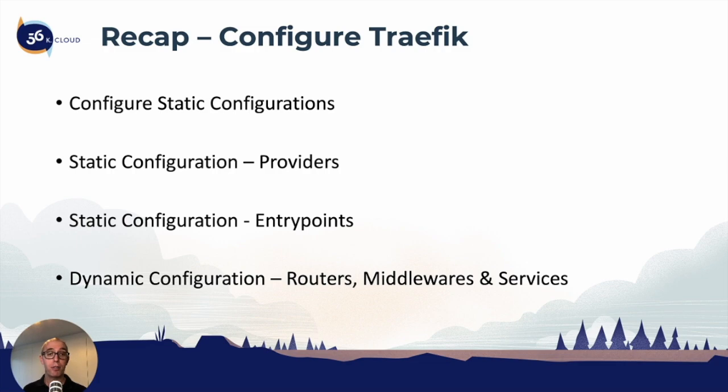So in the next chapter, we're actually going to learn all about how to enable routers using labels and middlewares and services. So we're going to start discovering this a bit more and diving deeper into dynamic configuration. So dynamic configuration is only going to keep on growing from here on out. And as you remember, dynamic configuration is all done through labels, and we're going to keep on adding labels to our services to enable all these features.